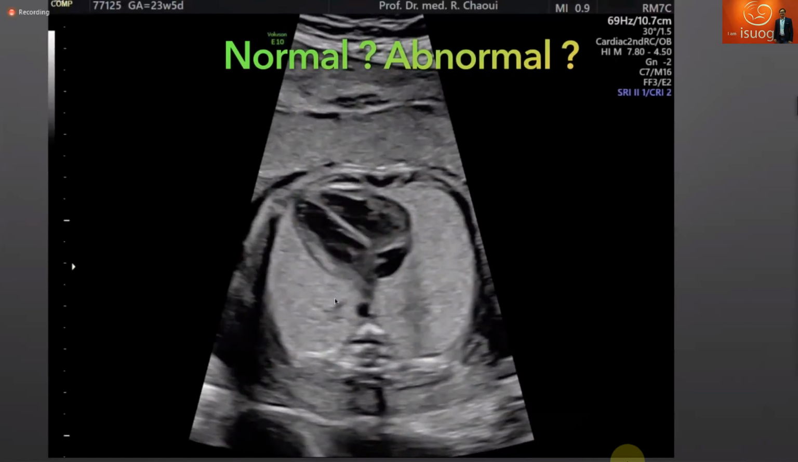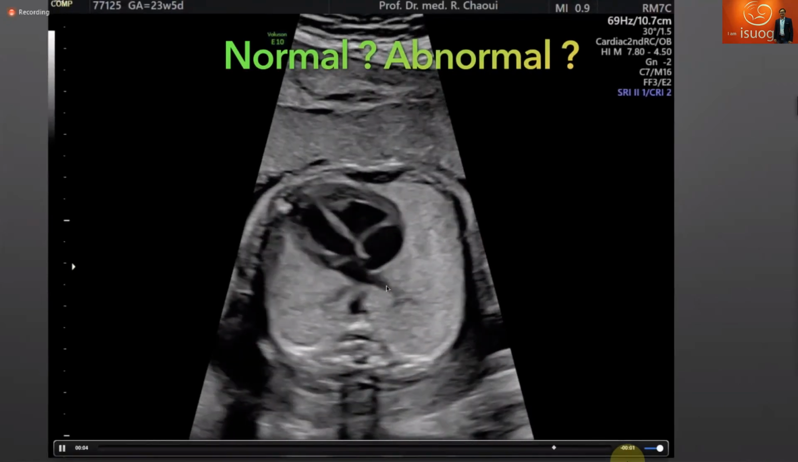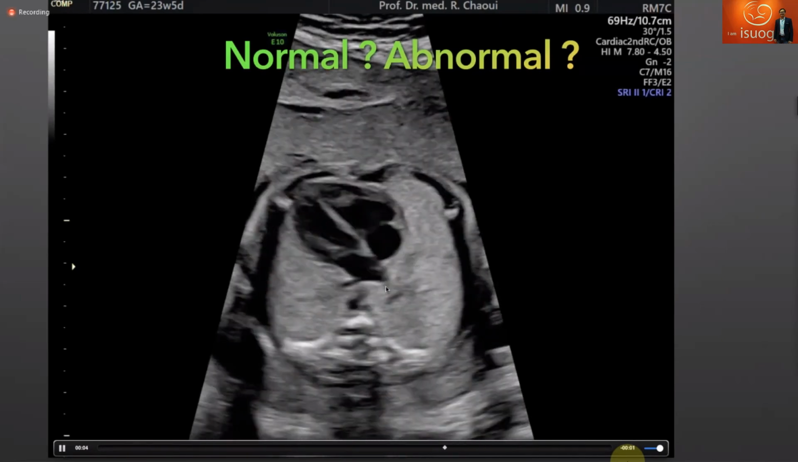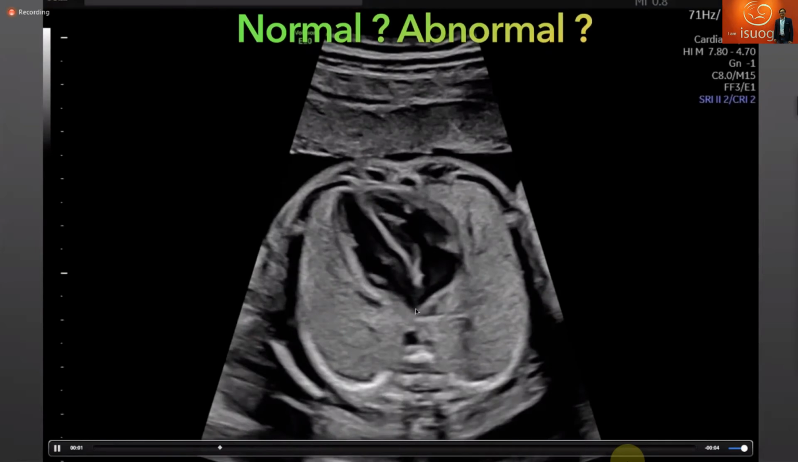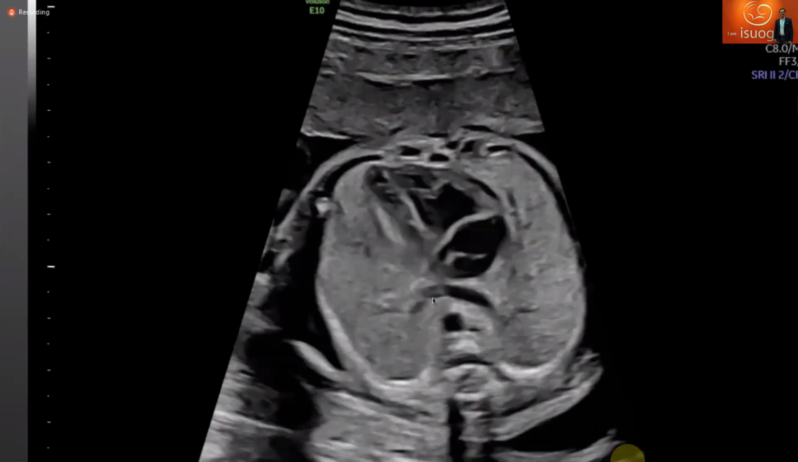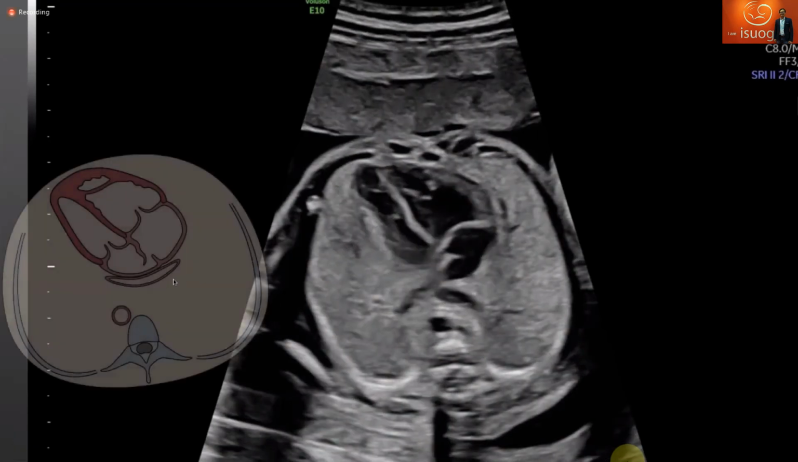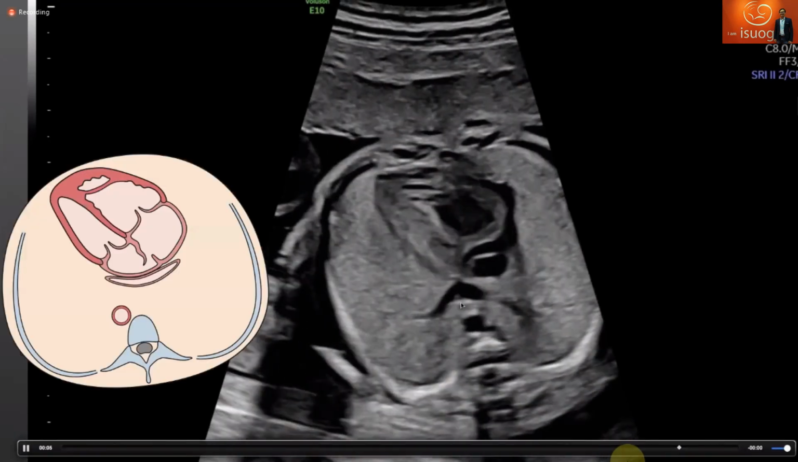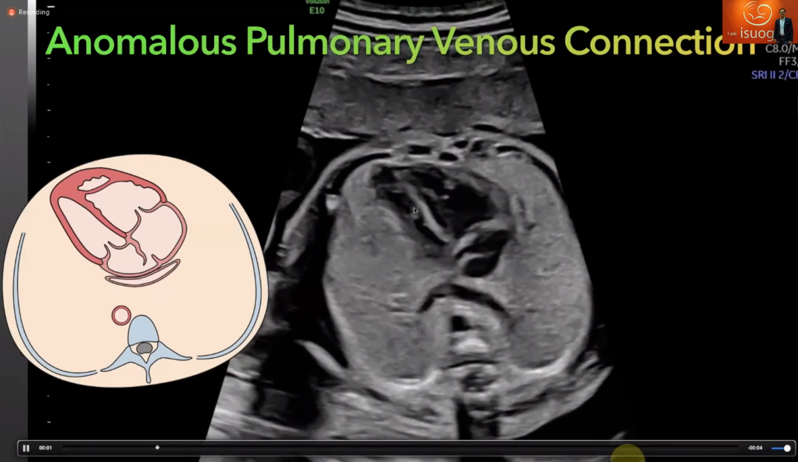Look at here, you should see the two lung veins entering the posterior aspect of the heart, of the left atrium. And here you don't see it. Now you go a little bit lower, and this is what you see here. You see a confluent vein behind the heart. The space is larger, and this is anomalous pulmonary venous connection.